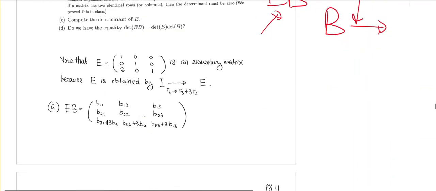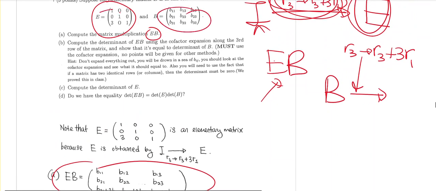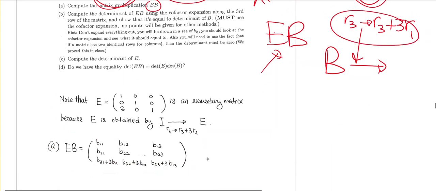Okay, so you will get something that looks like this. So EB, if your B is like this, and your E is like this, your EB will be this, which means the third row of the B will change. And how does it change? It changes according to this rule. So that's how you compute EB.